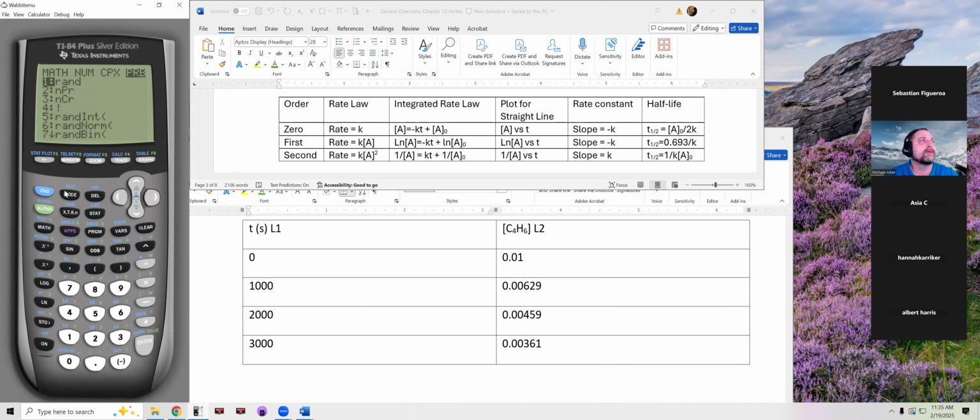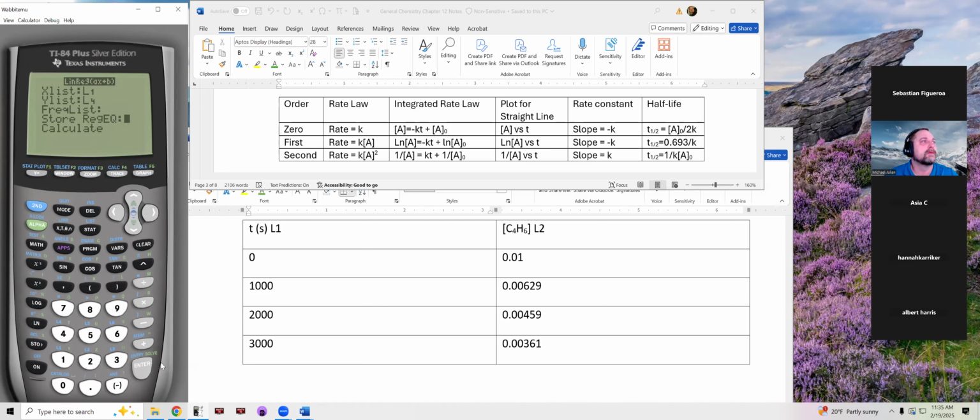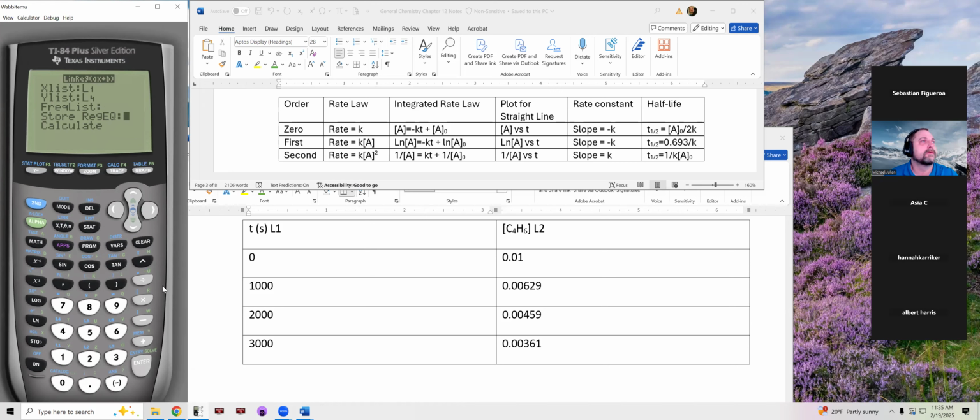Trying to think of where the variables were. Variables right here. I'm gonna hit variables, and then I'm gonna do over. So it's next to the clear on the 84. And so when I click that, I want to go over to Y variables, and then I want number one, and I'm going to just choose one of my Y values. And so when I do this calculation, it's going to store that.